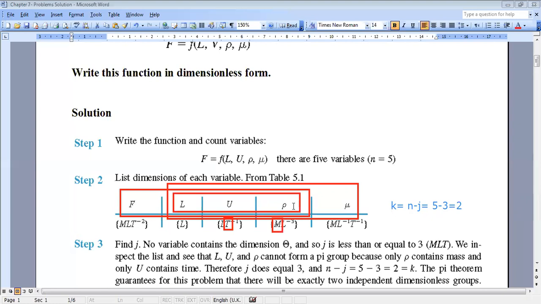Okay, so if already L, U and rho form together a group, then I cannot combine them with any other variable. They are already doing a group with each other. Okay, so first step I should choose 3 variables that cannot form a group. Then I go back and take them with the remaining variables to form groups.